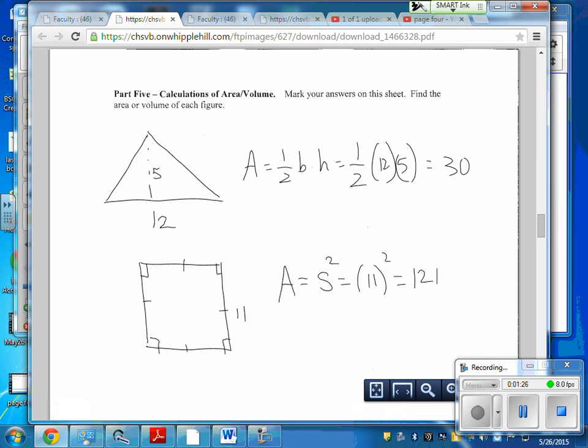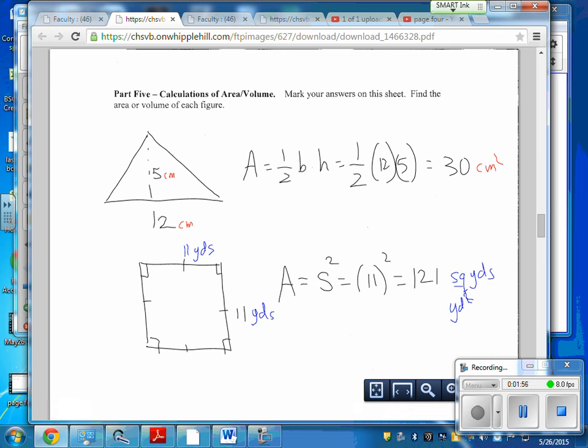In all of these area volume problems, make sure you put down the correct units. If these were centimeters, then the area would be 30 centimeters squared. If this was yards, 11 yards, and this is 11 yards, then the area would be 121 square yards. And whether you use SQ or whether you do yards squared, I don't really much care. Okay, so both of those are good.